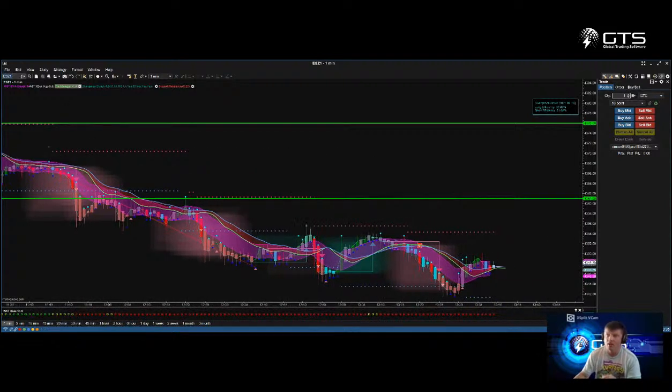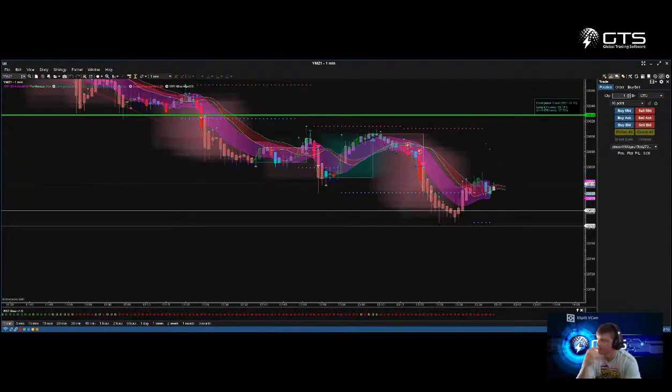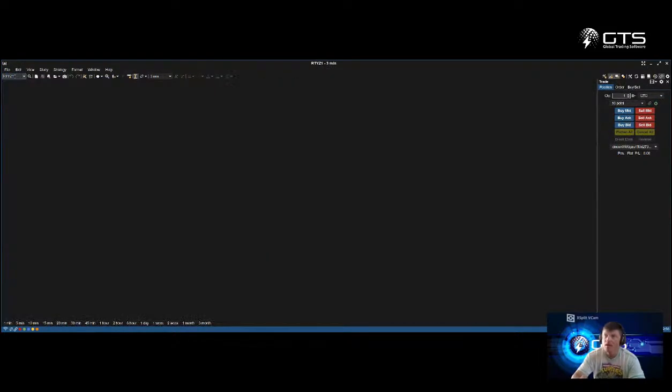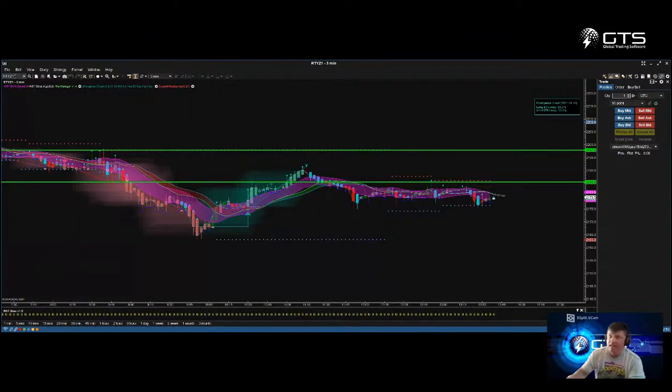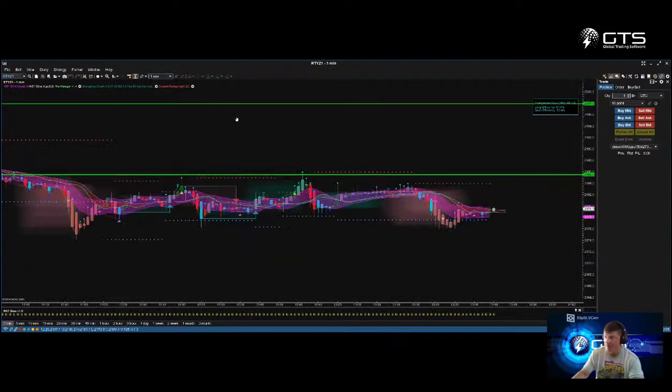So not a whole lot going on this afternoon, which is fine. In the cloud right here on the 1 minute. We're not interested in that. On the YM, broke out the top. Still, remember, we don't trade in the cloud. Trading in the cloud on the RTY as well. So I mean, we're not gonna force something to happen here. If it's not here, it's just not here.